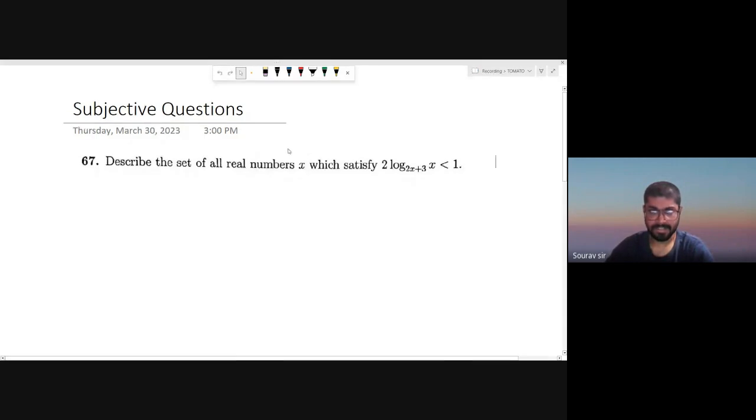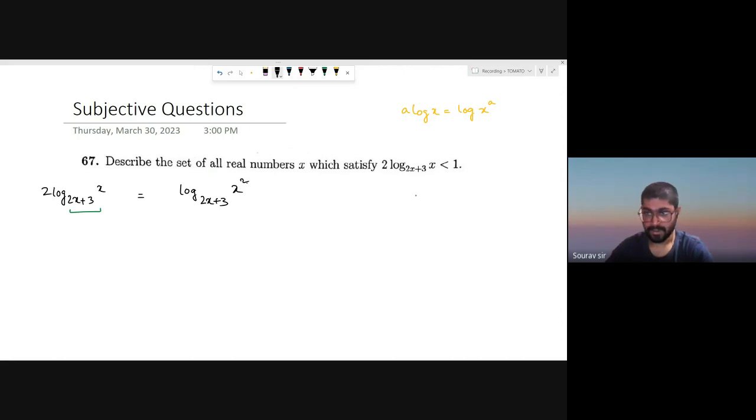Previously, we solved question 61, and now this is the one I've selected, question 67. So we have an expression given: 2 log(2x plus 3) x. Now we know nothing about the nature of 2x plus 3, right? We just have x is a real number. First we will use the property that a log x is equal to log x to the power a. So we're going to write this as log(2x plus 3) and x to the power 2.